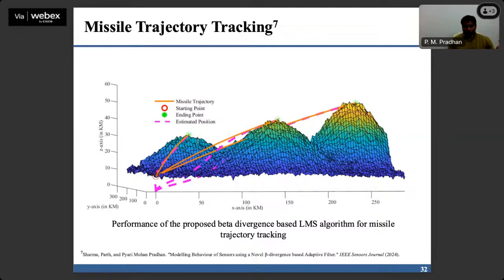So these algorithms can be used to predict the position of these objects, and the green star marks show the endpoints of all these objects. If you are able to track them correctly, then suitable measures can be taken to handle those objects.